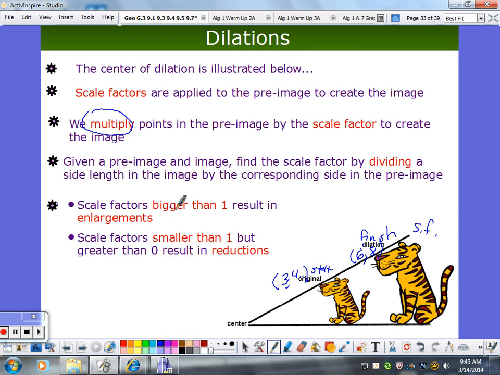Scale factor is bigger than 1. Guess what? You get something bigger. If you multiply by something between 0 and 1, you get a reduction. Because what are numbers between 0 and 1? A fraction, right? So they're bigger to get smaller. Makes sense.